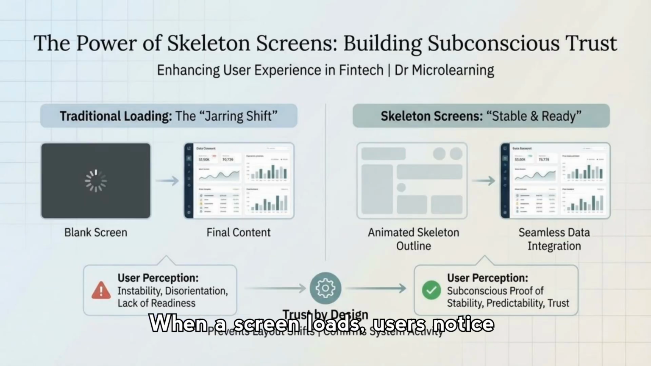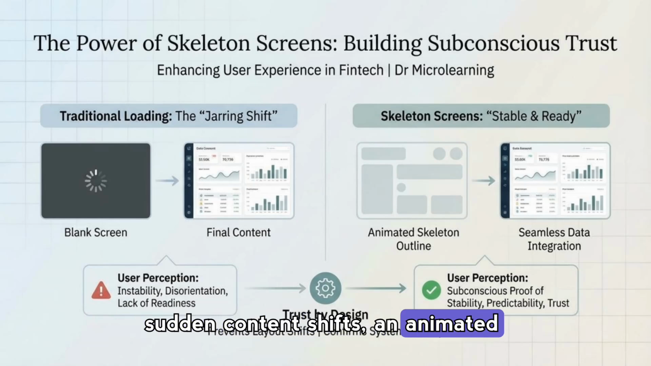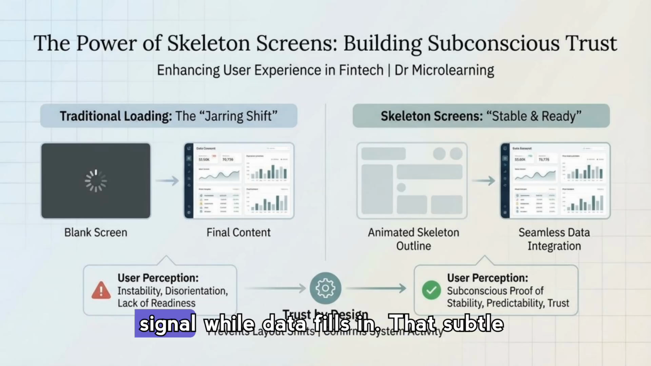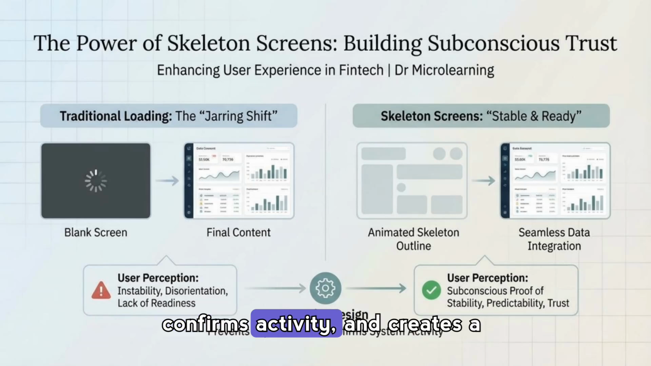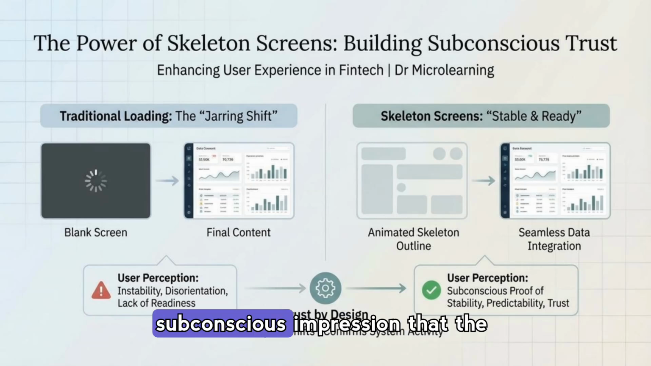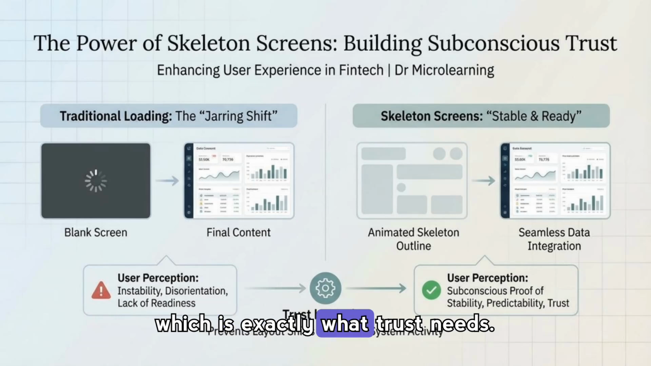When a screen loads, users notice whether the layout is stable or jarring, so skeleton screens matter. Instead of a blank page followed by sudden content shifts, an animated outline gives a stable and ready signal while data fills in. That subtle continuity prevents disorientation, confirms activity, and creates a subconscious impression that the system is reliable and predictable, which is exactly what trust needs.